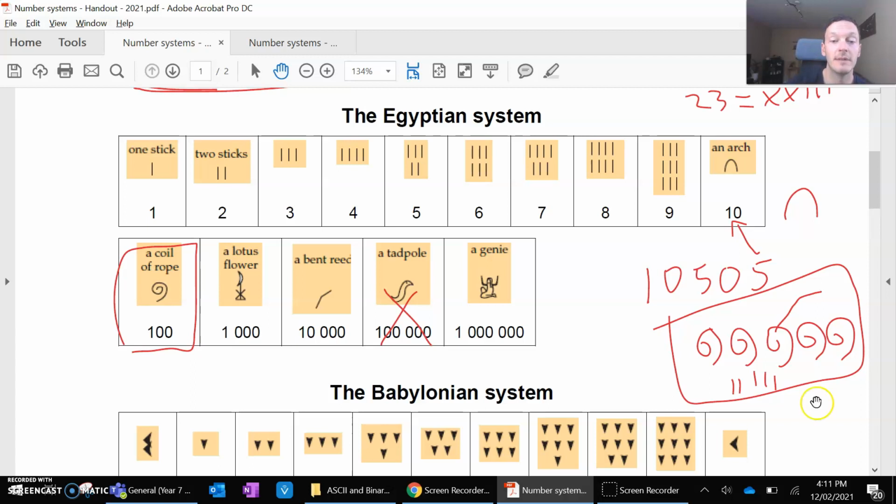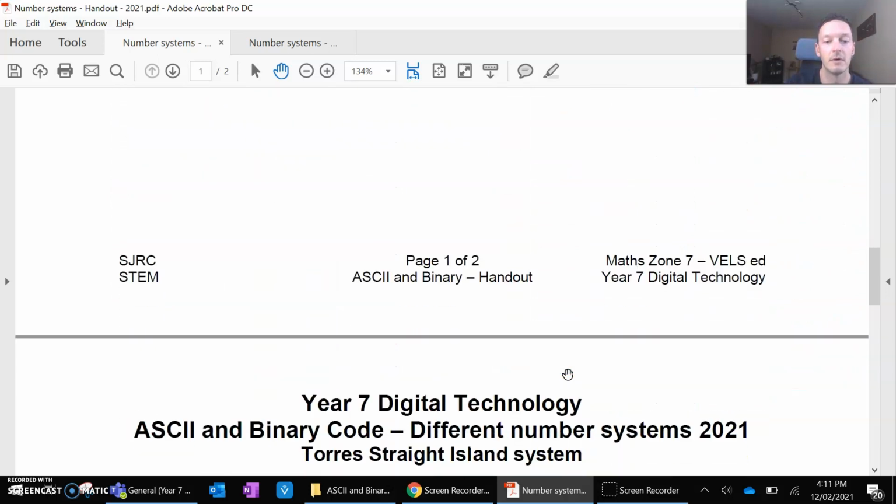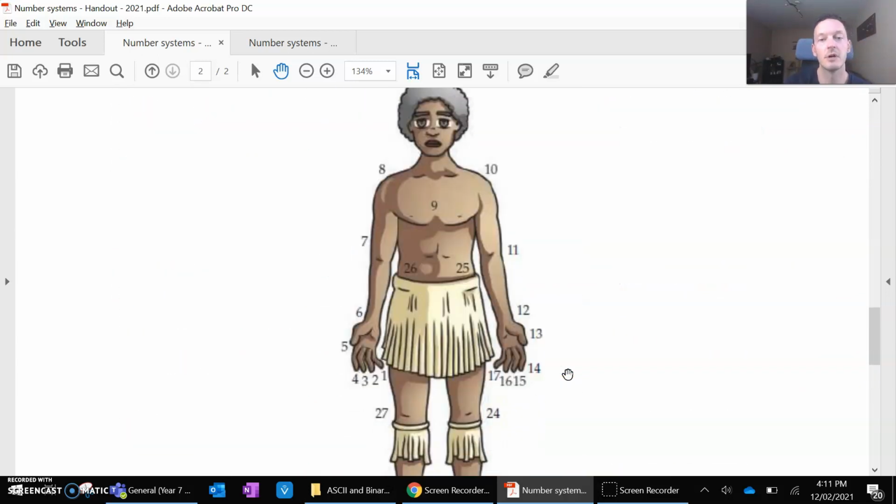So then in our activity, we've got other systems such as the Babylonian system, and then we have the Torres Strait Islander system. The Torres Strait Islander system is a non-verbal system, where they have parts of the body that represent certain numbers. For them to represent the number 17, I want you to pause the video and have a look where on the body the Torres Strait Islander system would represent that. If you were looking for the number 17, they would hold up their left pinky, which is this one here. So that represents 17 in the Torres Strait Islander system.